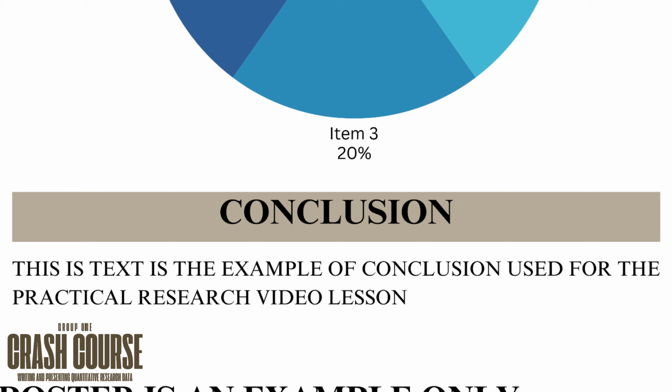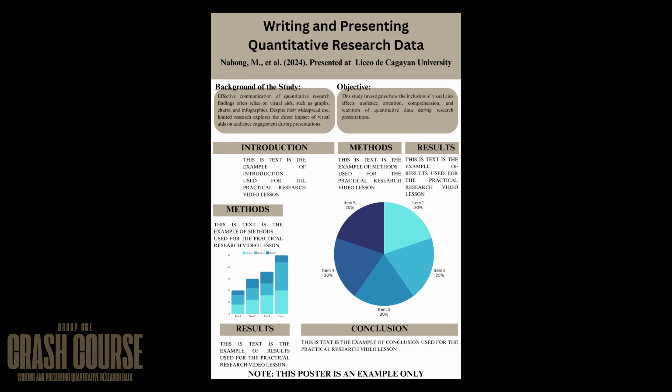In the conclusion, we summarize the key findings and their implications. For example, now that we've gone through the poster, here are a few tips for presenting it effectively. Stand near your poster to answer questions. Make eye contact with your audience and explain the significance of your findings in a straightforward, confident manner.